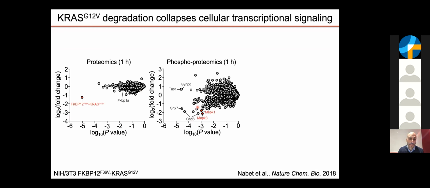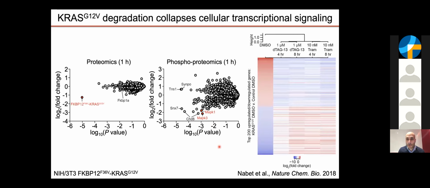So here we saw diminished levels of ERK1 and ERK2 phosphosites. And in addition, we saw a number of other chromatin and transcriptional regulators that were rapidly altered at different phosphosites upon degradation of KRAS. And so this was quite interesting to us.